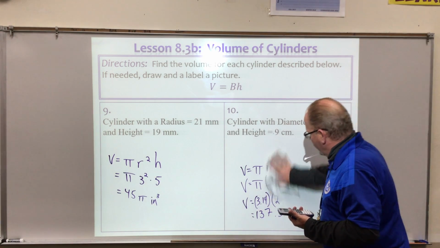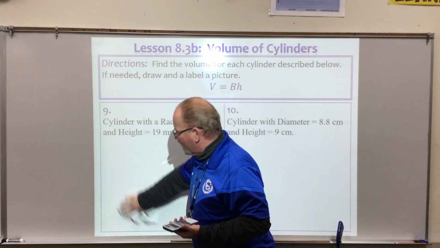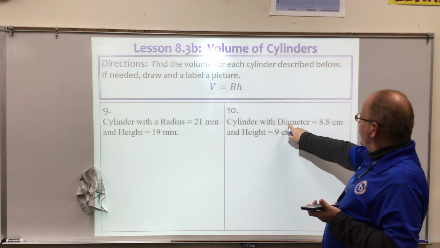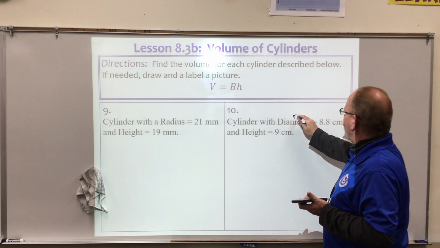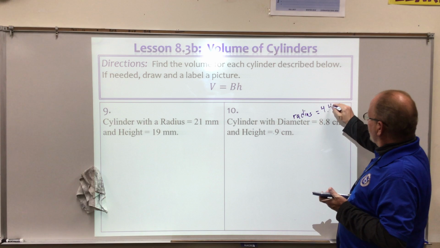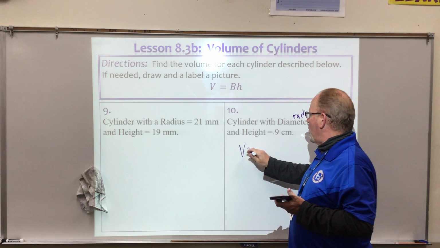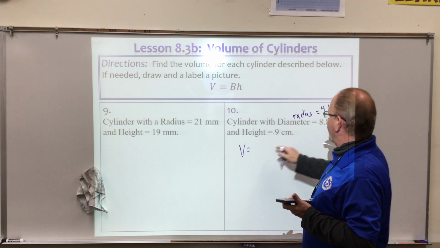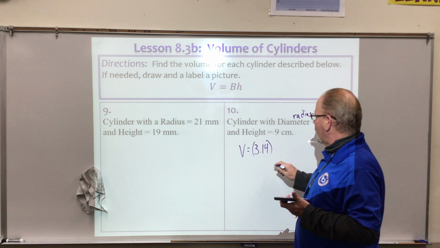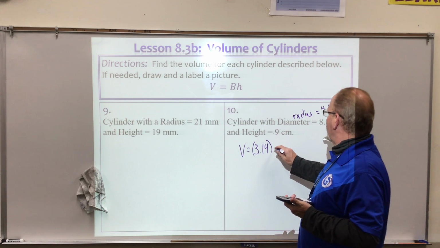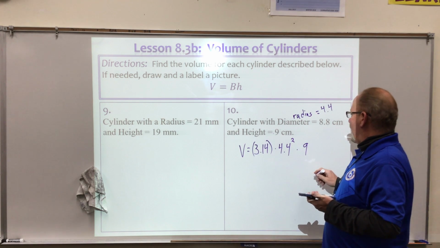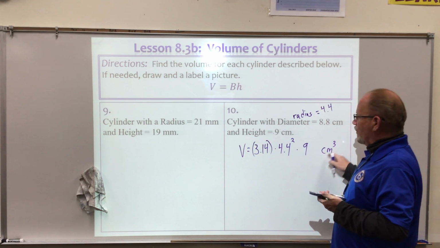This one here, diameter. And again, if I went too fast, pause the video and rewind it. Okay? Here, they didn't tell us the radius, they told us the diameter. So we have to know that a radius is half of a diameter. So in this case, the radius is going to be 4.4. So the volume is going to equal, if they say use 3.14 instead of pi, 3.14 times the radius squared times the height. And this is all going to be centimeters to the third power.